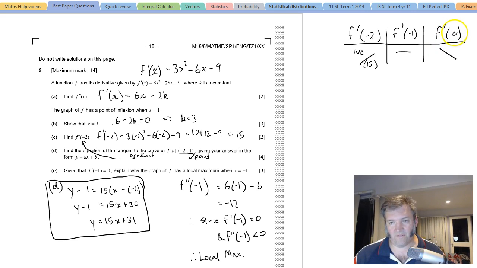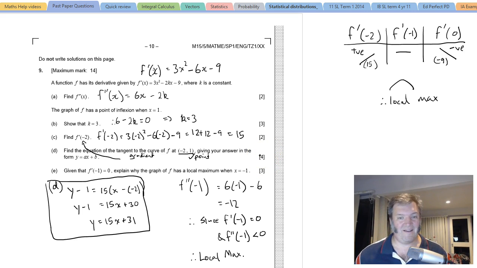And let's just sub in 0. F dash of 0 is negative because it's indeed negative 9. Therefore, a local max. First derivative test, second derivative test, either one works fine. Nailed it. Done our calculus question.